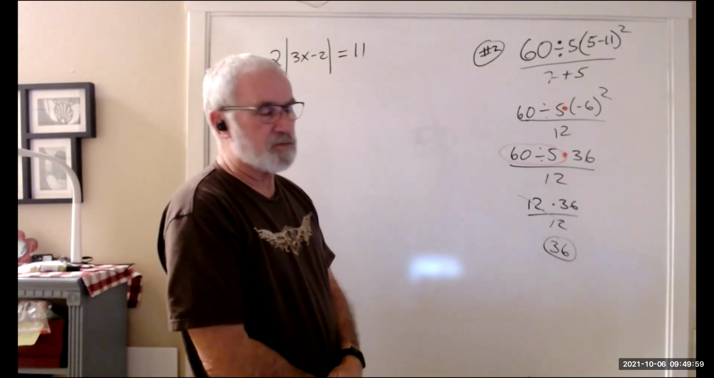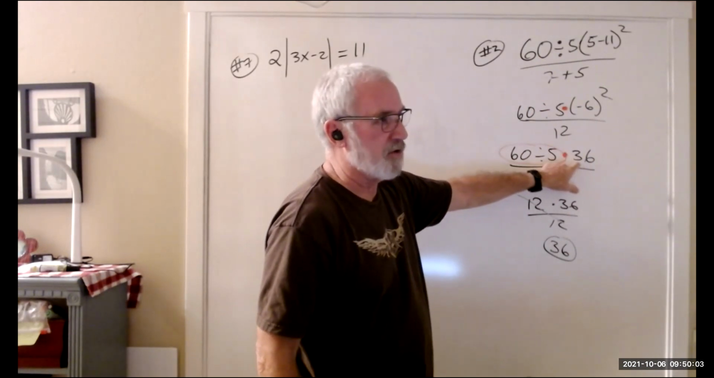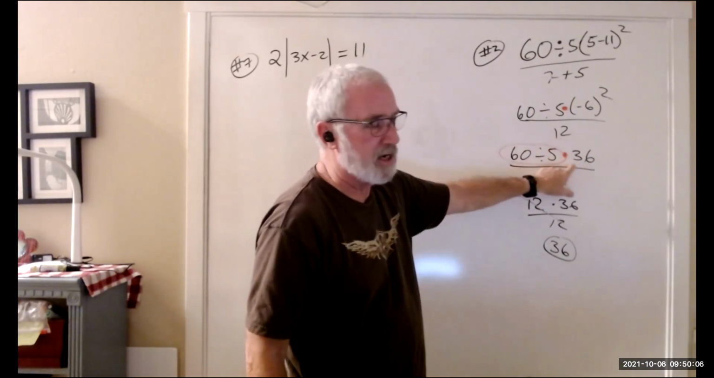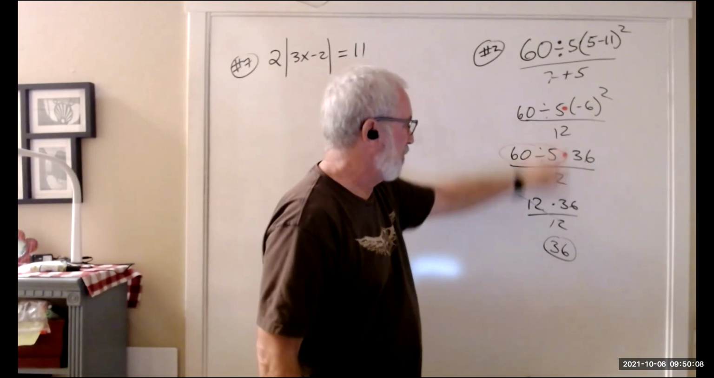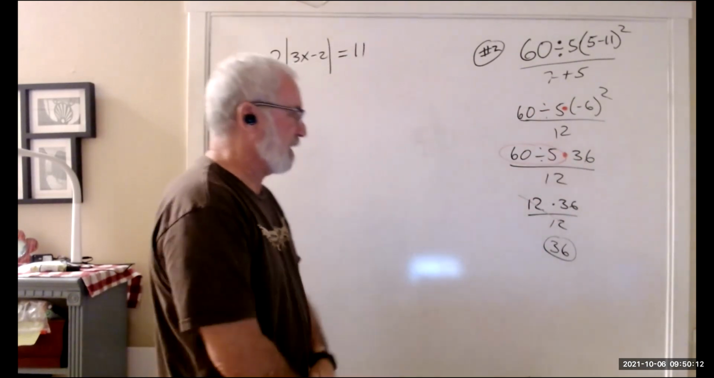It was not some strange fraction where you did 5 times 36 and get like 180, and 60 divided by 180 is a third, and 1/3 divided by 12 is, I don't know what it was. But that's the correct answer.